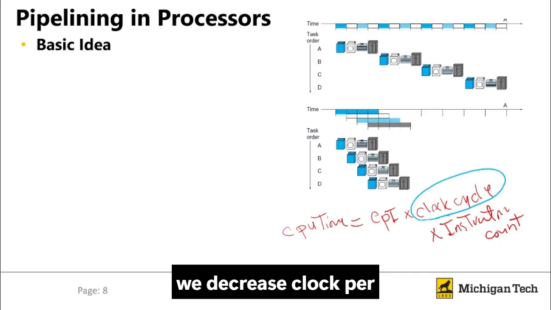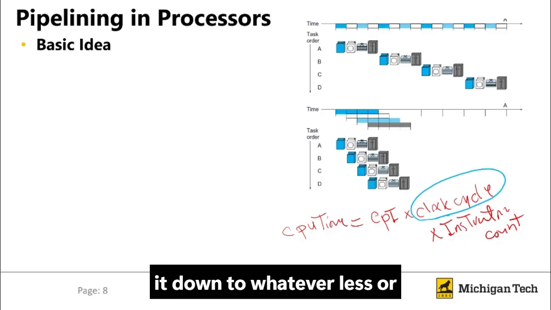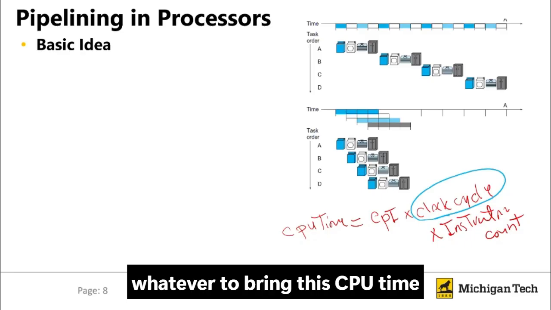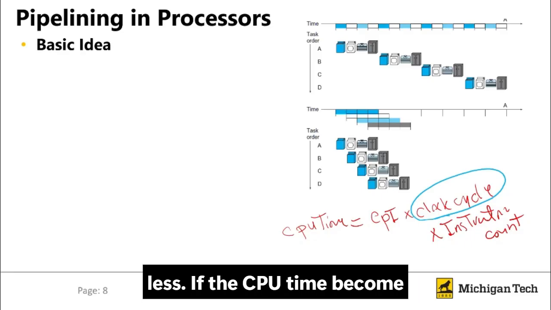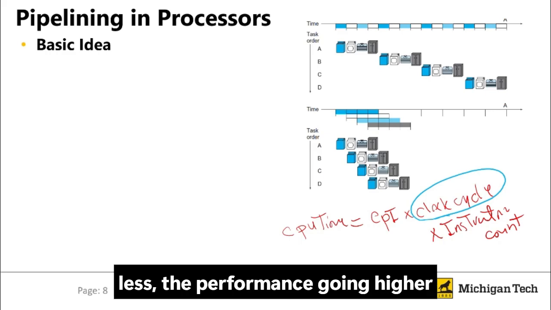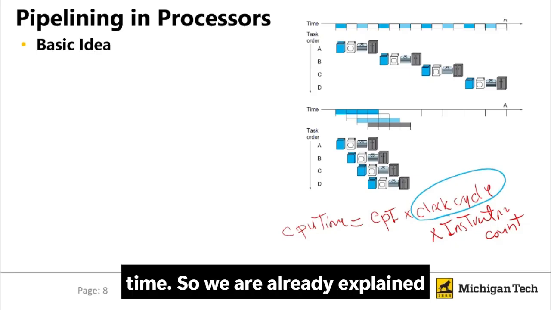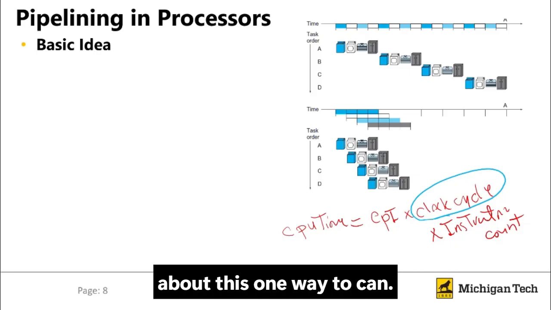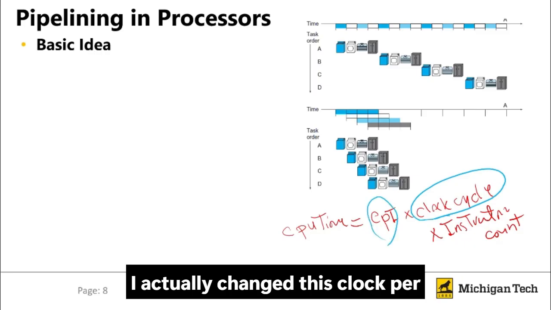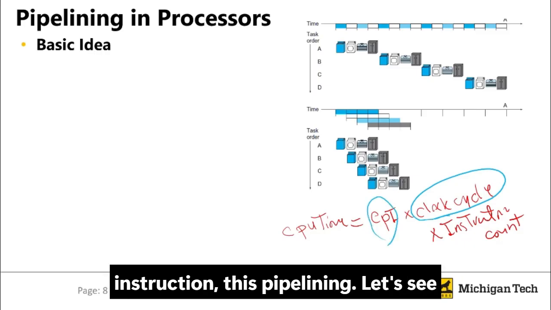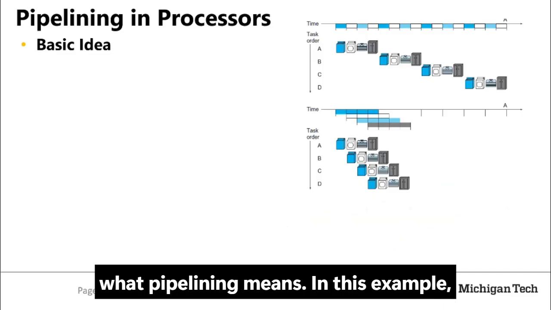can we decrease clock per instruction, instead of, for example, using 2 clocks, bring it down to less, to bring this CPU time lower? If the CPU time becomes less, the performance goes higher because performance is 1 over CPU time. So we already explained this. One way to change this clock per instruction is pipelining. Let's see what pipelining means.